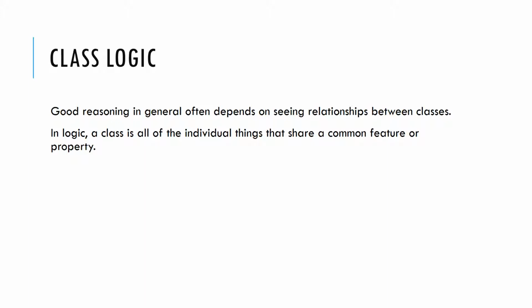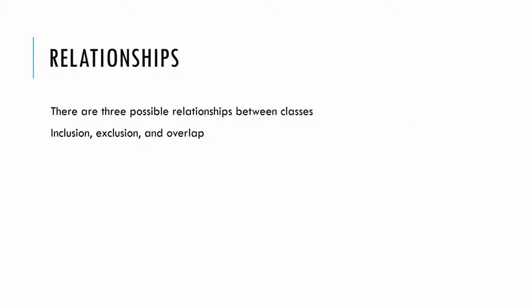Some of you are wearing pajamas right now. Some of you are wearing sneakers. Those are two more classes. And then we can start to have overlap relationships where certain members of the males and certain members of the females are both wearing pajamas, for example. As I just mentioned, there are three possible relationships you can have with classes. There is the inclusion, exclusion, and overlap relationship, and we'll look at each one of these in depth.